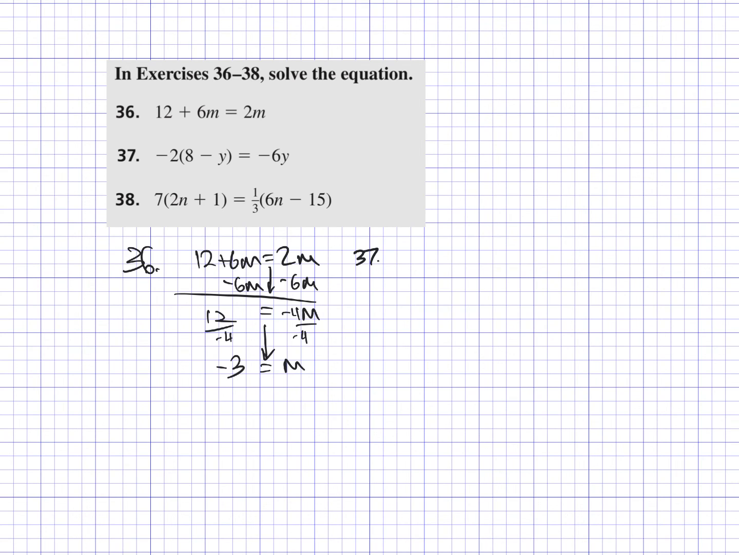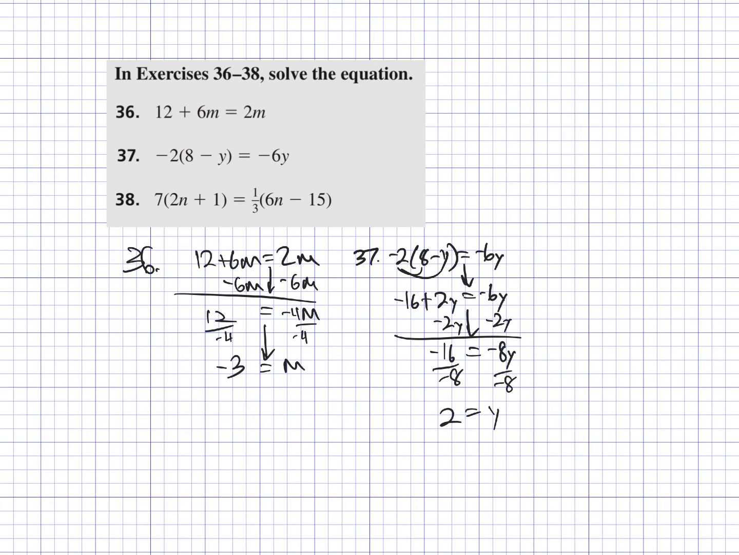Number 37 is negative 2 times 8 minus y equals negative 6y. So we need to distribute. Negative 16 plus 2y equals negative 6y. Now let's subtract 2y from both sides. Again, don't forget your equal sign. That's negative 8y equals negative 16. Now we divide by negative 8. We get 2 equals y.